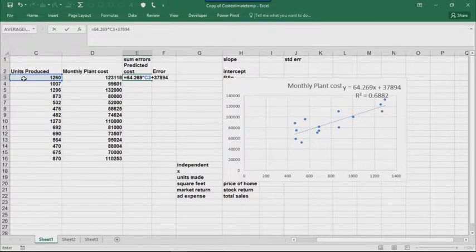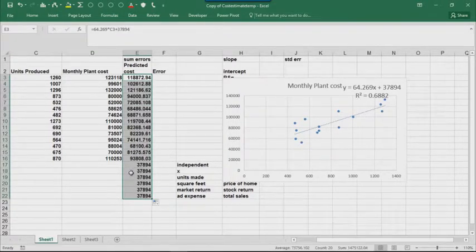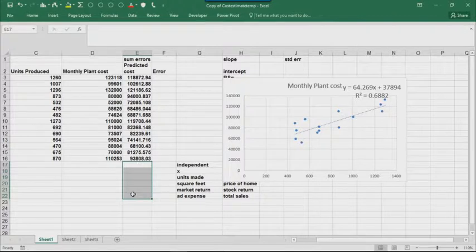More decimal points would be more accurate, but we won't worry about that. So that's your predicted cost. Double click the left mouse to copy it down. It goes down a bit too far. So we now have a prediction for basically each of those months, for what the cost of producing the number of units would be.